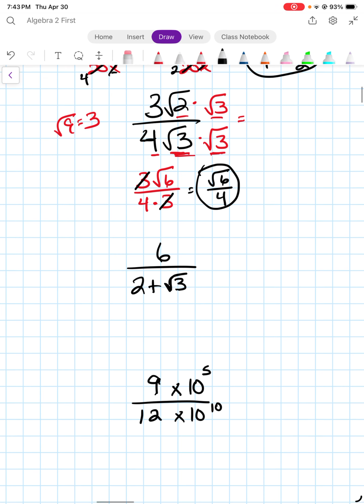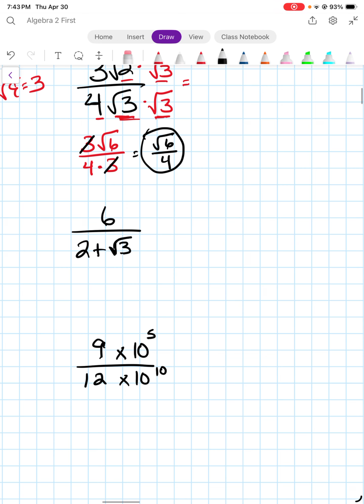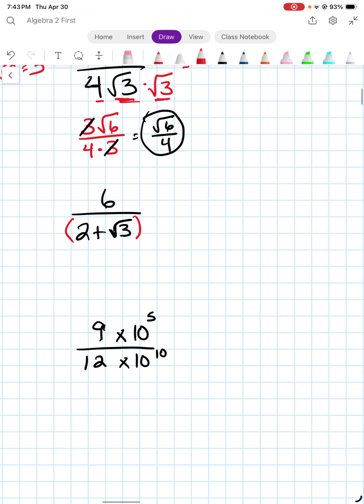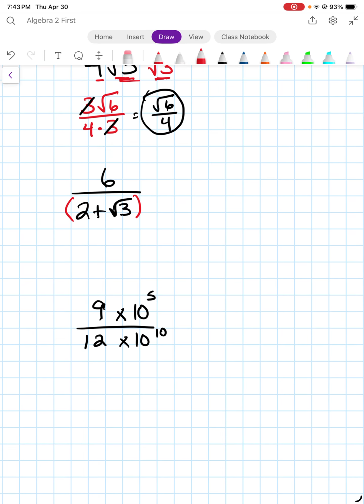The next one, there's a trick to these. Anytime you have a binomial on bottom, now you can't split these. You can only split it like this problem we did up here. You can only split it when you have a single term on bottom. If you have plus signs on bottom, you can do this with radicals. We're going to take and multiply top and bottom by what's called the conjugate.